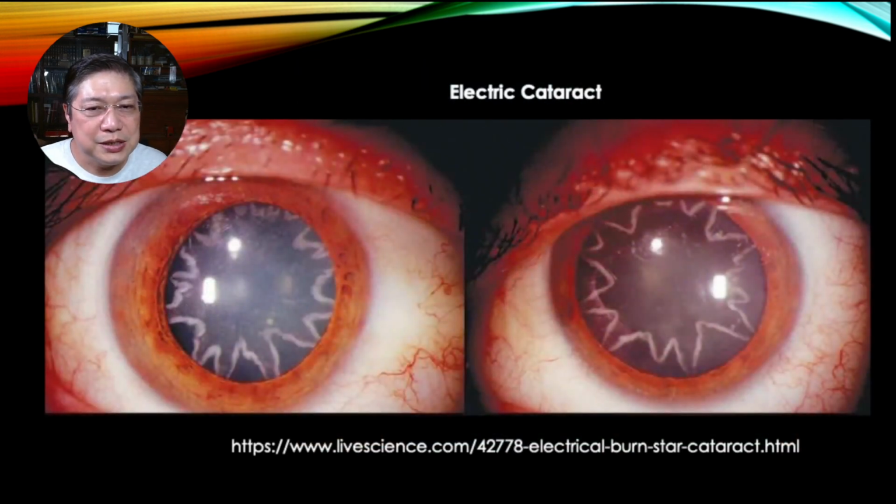Now this one is an electric cataract. The electric current passed through the patient's eye, creating this star-like cataract. Again, removing the cataract, replacing it with the intraocular lens should restore the patient's vision.